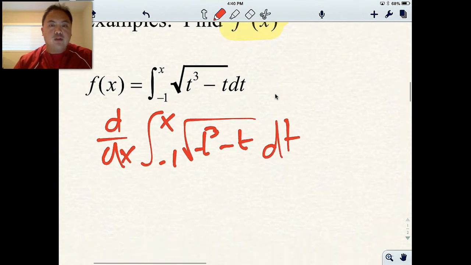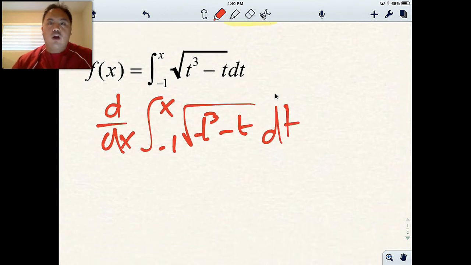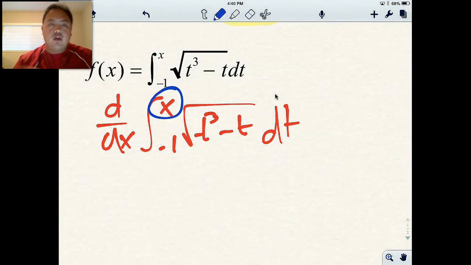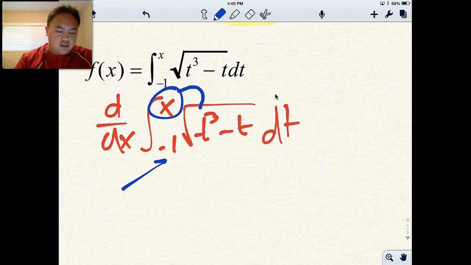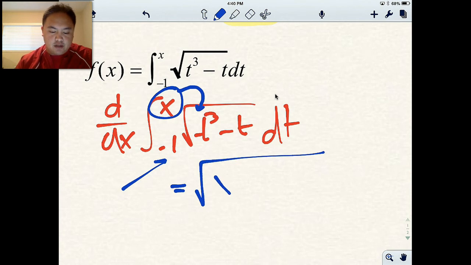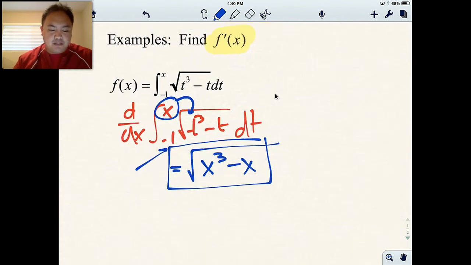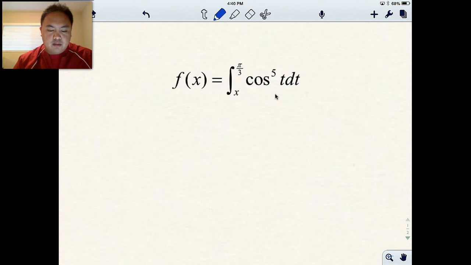So if I'm taking the derivative of the antiderivative, and I have a constant on the bottom, that's the one thing that you're checking. All you do is take your new variable, in this case x, and plug it in. So the answer, again, this is much easier than it sounds, is x to the third minus x. So if you're taking the derivative of the antiderivative, and you have a constant on the bottom, all you do is take the new variable and plug it into where the old variable is. That simple. Okay, number two.